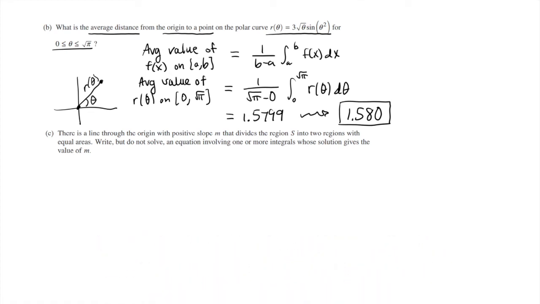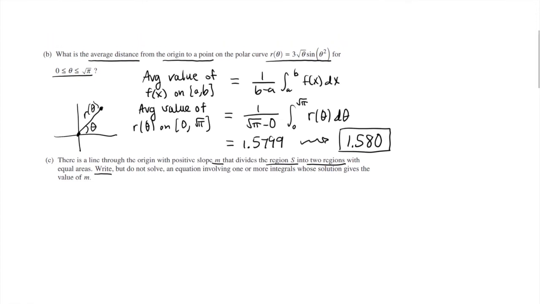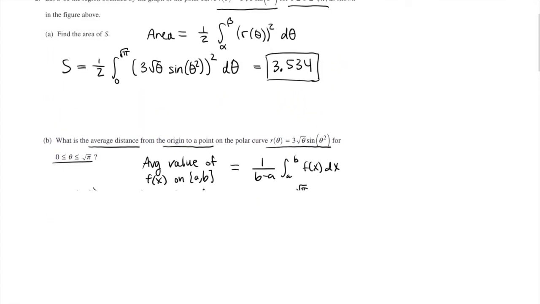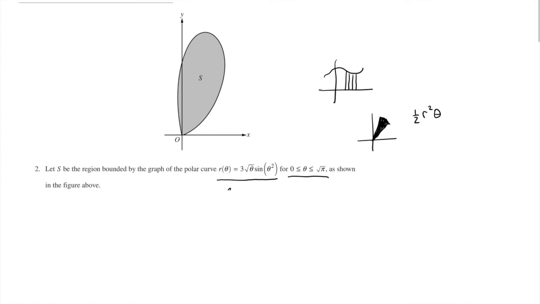Okay, part C here says there's a line through the origin with positive slope m that divides the region S into 2 regions with equal areas. Write, but don't solve, an equation involving one or more integrals whose solution gives the value of m. Okay, so this is a little bit trickier.